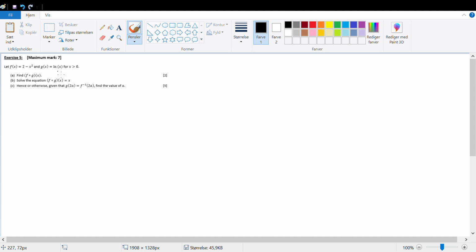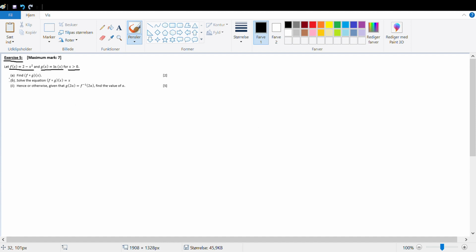Okay, we're coming up on the end of this, but we are now on exercise 5 in paper 2. So let's walk this one through. Let f of x be equal to 2 minus x squared, and let g of x be equal to ln x for x larger than 0. In both cases, we're automatically going to assume that we're only interested in x's that are bigger than 0. We're not going to look at negative x's. Well, that seems fair enough.